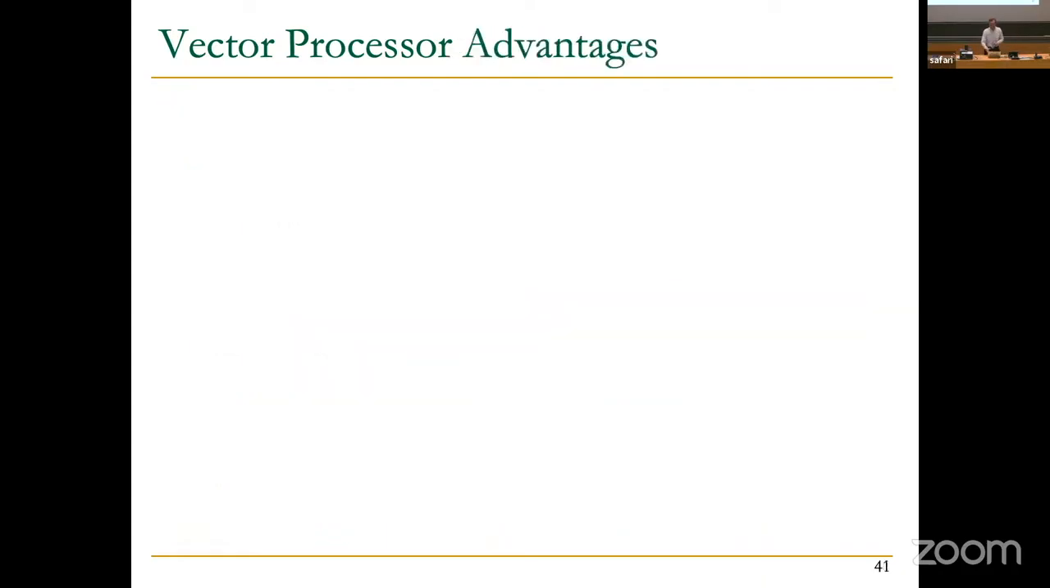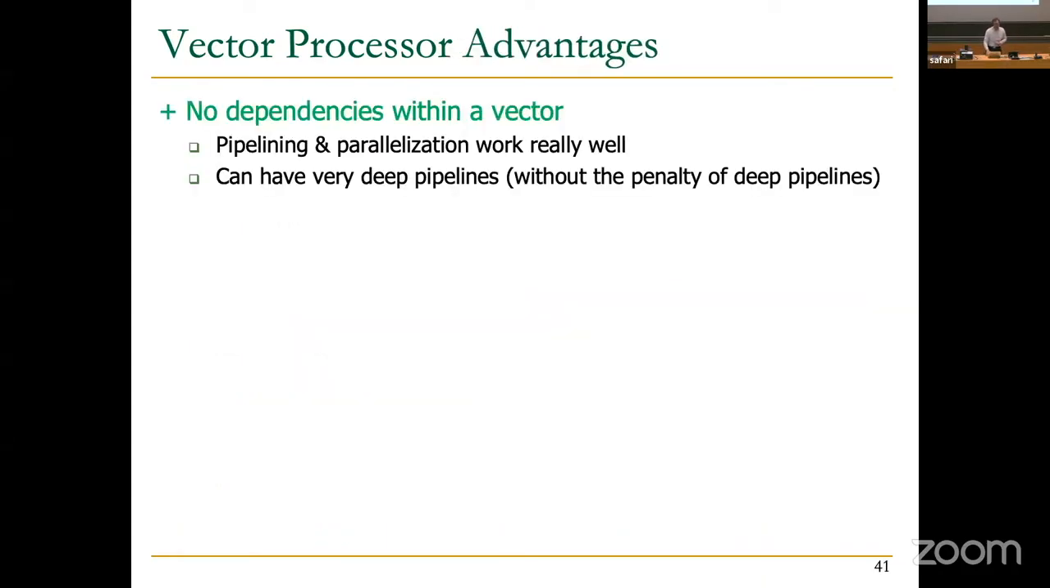Okay, so what are the advantages of vector processors? Essentially, the lack of dependencies within a vector enables pipelining and parallelization. Pipelining is actually in time, if you will, and parallelization is in space. So you can actually do array processing as well as vector processing, which is nice. And you can have very deep pipelines without the penalty of deep pipelines, except for, of course, the sequencing overhead and the hardware overhead. I'm kind of ignoring that, but the other performance penalty, like flushing the pipeline, you don't need to do that.